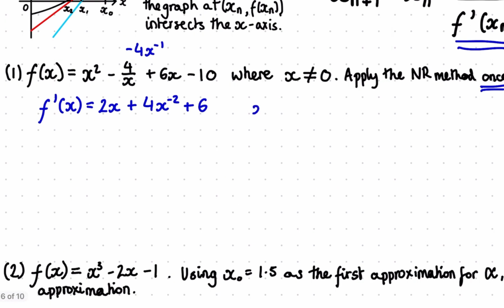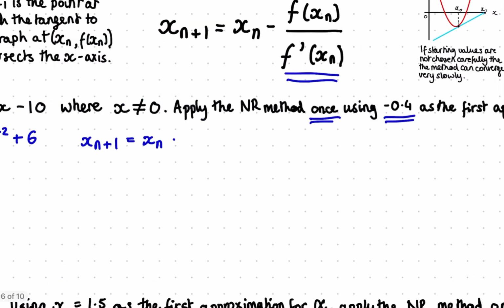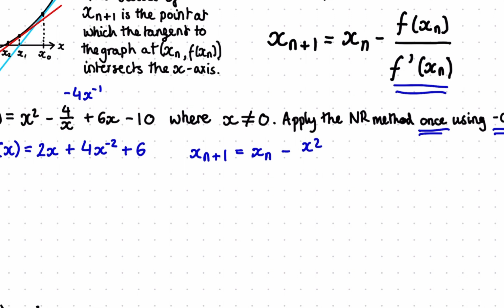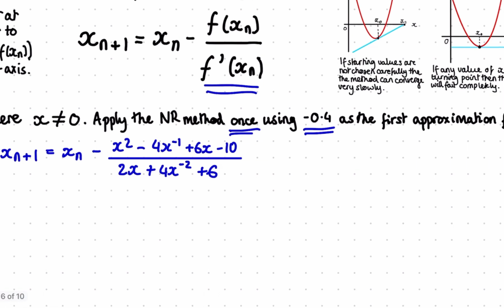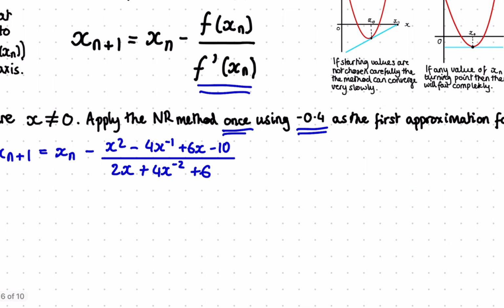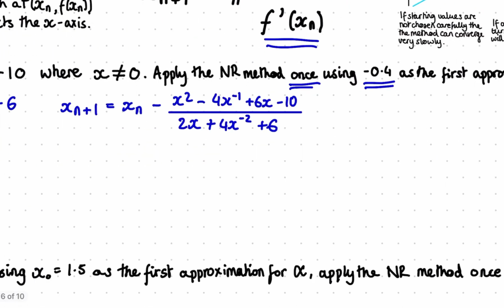So x_{n+1} is equal to x_n minus f(x) on top, x squared minus 4x to the negative 1, add 6x minus 10, all over 2x, add 4x to the minus 2, add 6. And then we can put our value of negative 0.4 into the equation and work out the answer to the question.